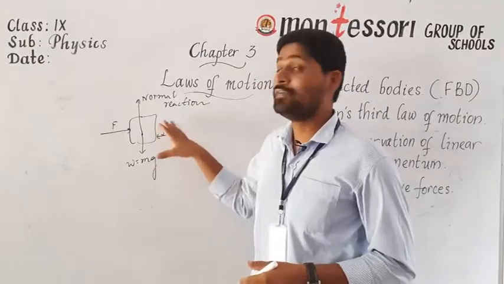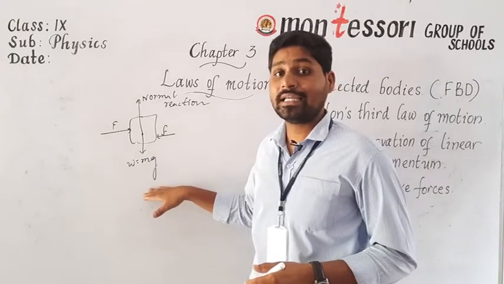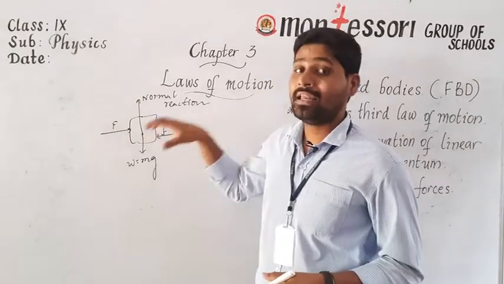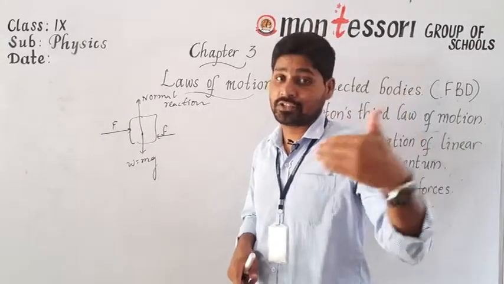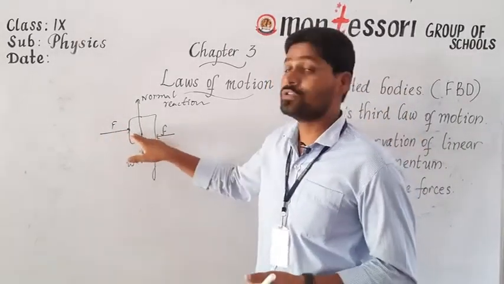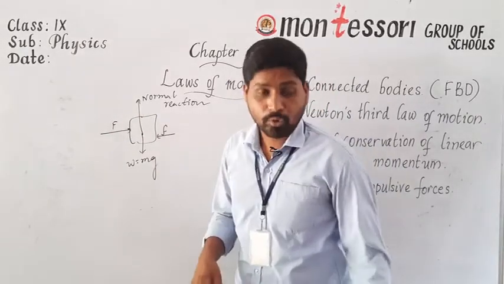It is the diagrammatic representation of a body that shows the number of forces acting on it. Here how many forces are acting on the body? Weight, which because of gravity always acts vertically downward, and to balance the weight, one more force acts opposite to that, the normal reaction. The next one is the applied force, and this is the frictional force. This is what we call a free body diagram.